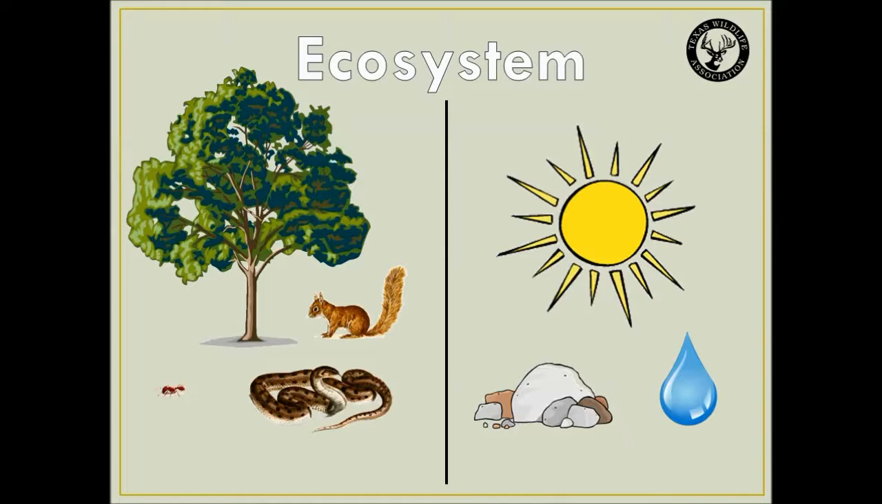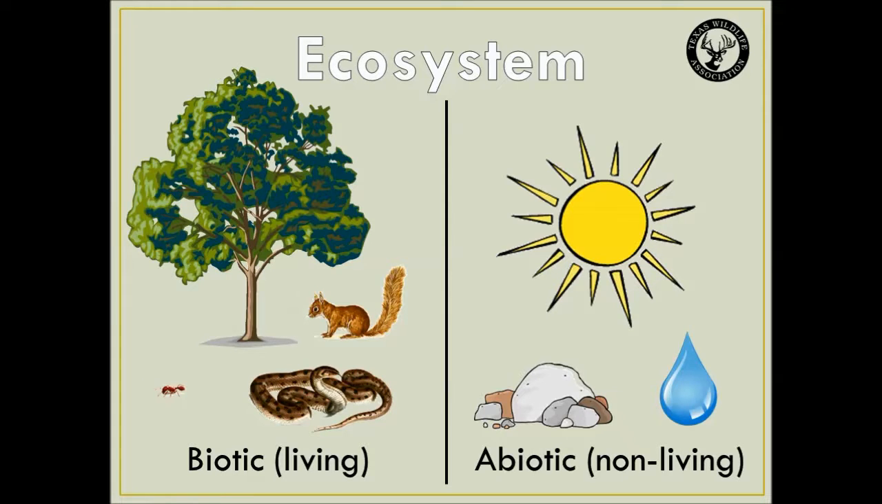To figure out what makes a food chain, first we need to identify the components or parts of an ecosystem. An ecosystem consists of both biotic or living things, such as plants and animals, as well as abiotic or non-living things, such as rocks, water, air, and sunlight.